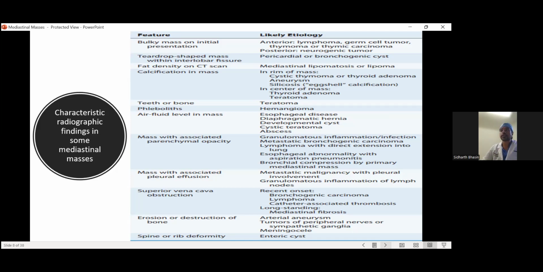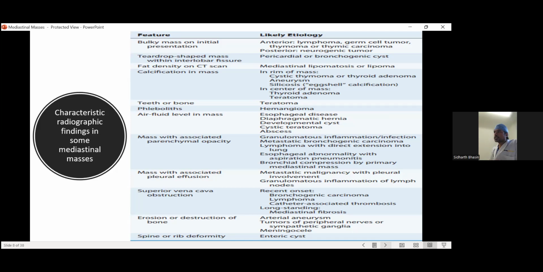You can see superior vena cava obstruction sometimes if there's a massive obstruction in the mediastinum. Typically, a bronchogenic carcinoma or a lymphoma can cause this. Sometimes a catheter-associated thrombosis can also give you an SVC obstruction syndrome. In long-standing cases, when the patient has mediastinal fibrosis, that can give you superior vena cava obstruction symptoms.